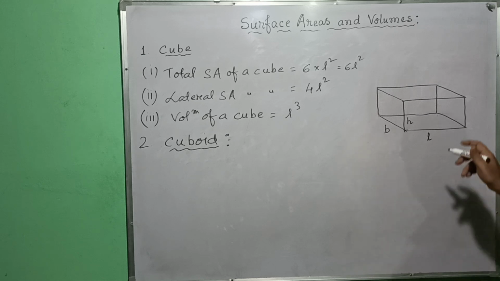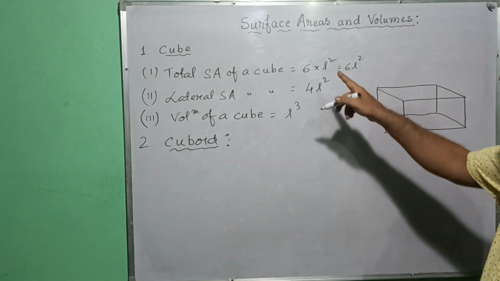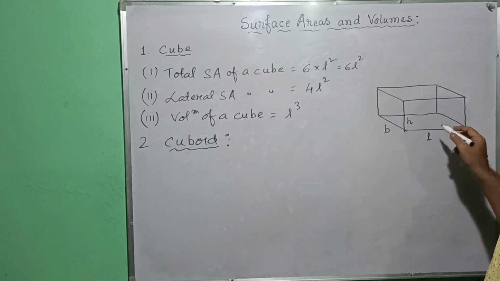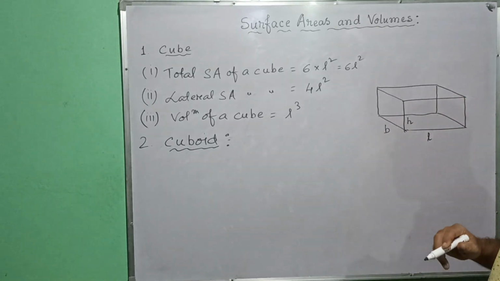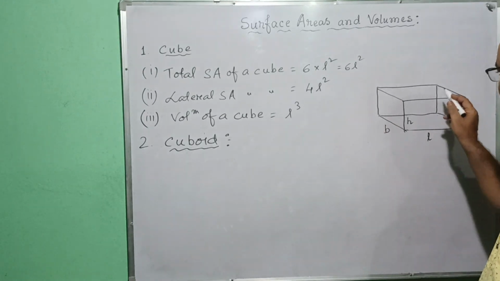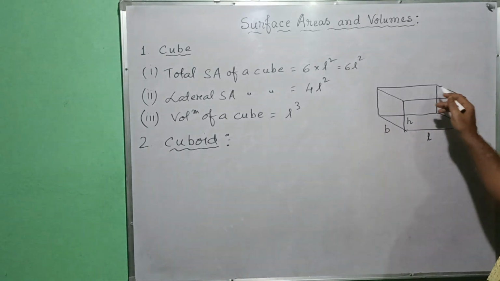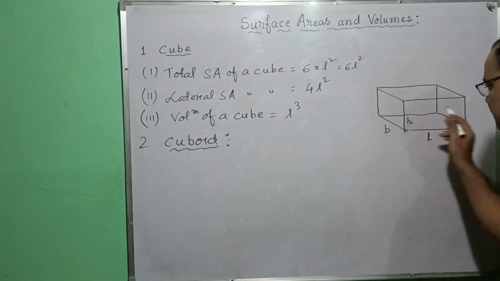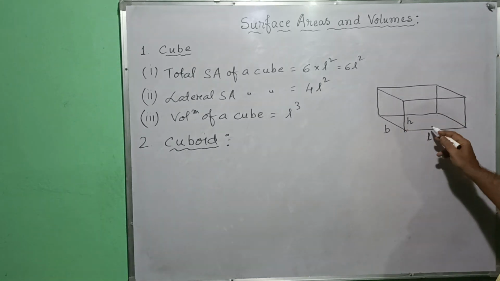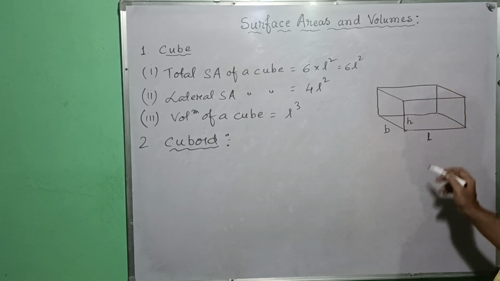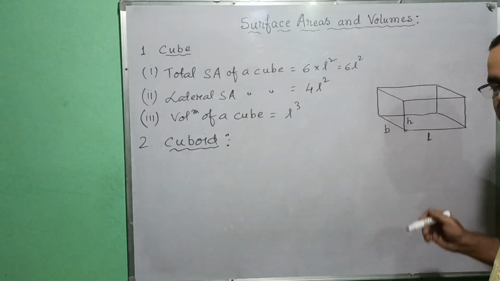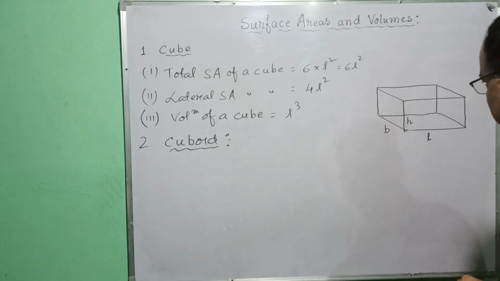And one more thing is there in the cuboid. In case of cube, we see that all the faces are equal, but in case of cuboid, all the faces are not equal. Total number of faces are 6, but all faces are not equal, but opposite faces are equal. So it is clear the opposite faces are equal. Suppose the top and bottom faces are equal. So all the opposite faces are identical, we can say.